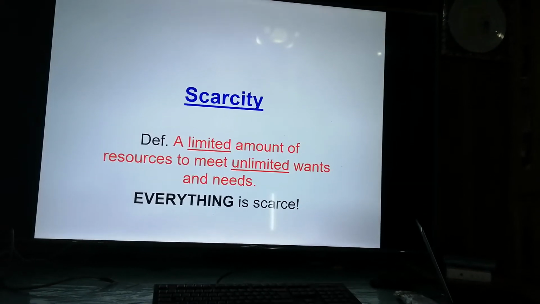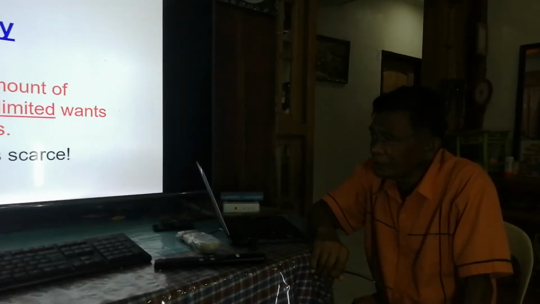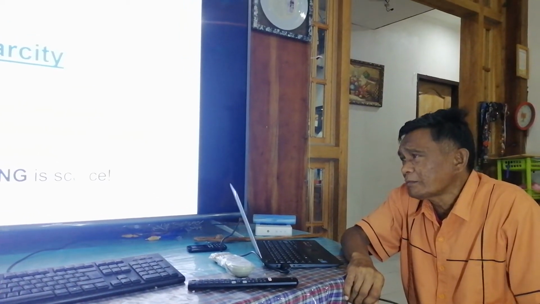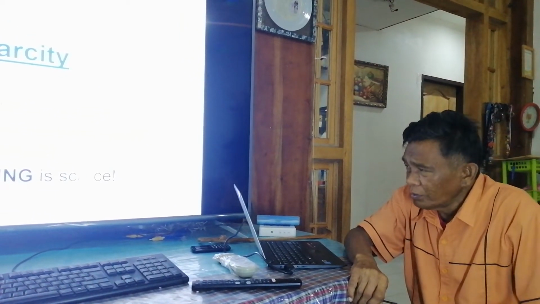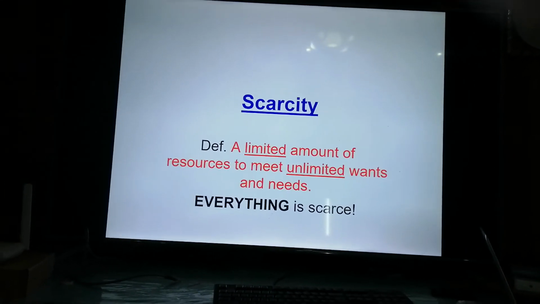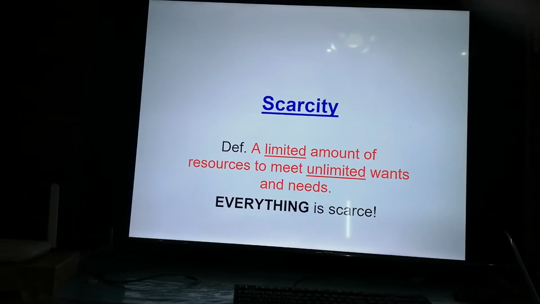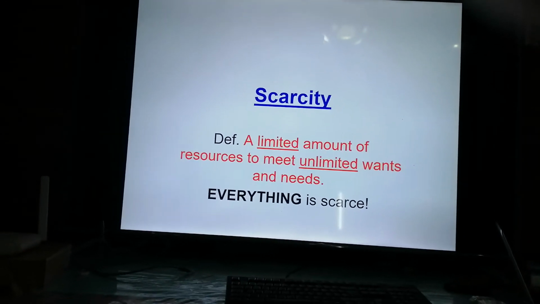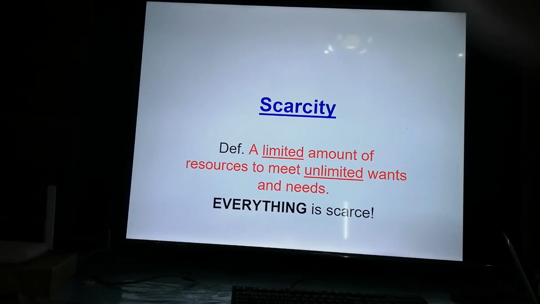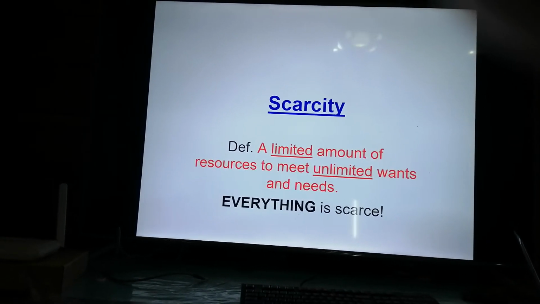For example, food. Why are we satisfied with our food? Because we are disciplining ourselves to manage the limited resources available to us. For example, rice: you cook rice in accordance with your needs. Do not cook an abundance of rice that ends up useless. That is a limited amount of resources to meet unlimited wants and needs. Everything is scarce. For example, clothes are scarce, so you use your clothes in a decent way.